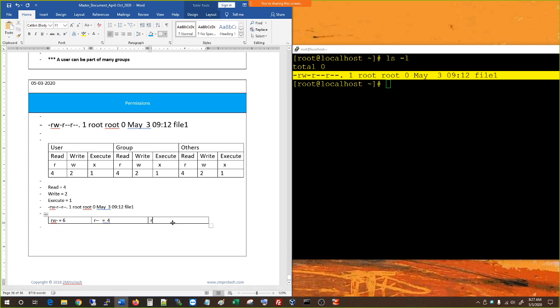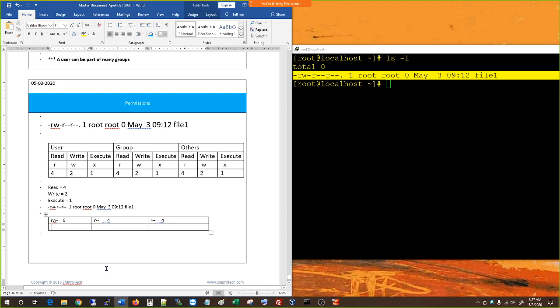4 here as well. Okay, hyphen hyphen. Okay, so this is 4 also. Okay, very good. So what is this here? User. Okay, and then this is group. And then others. Okay, very good.